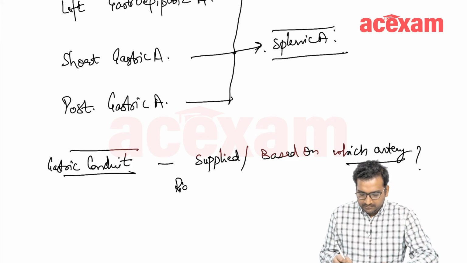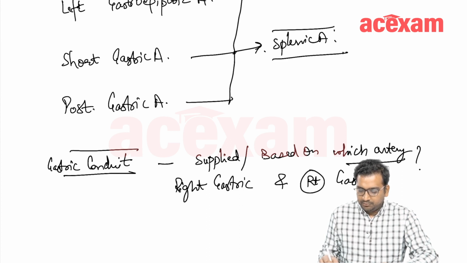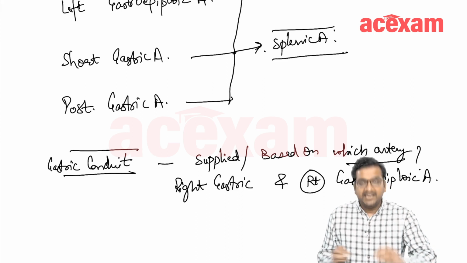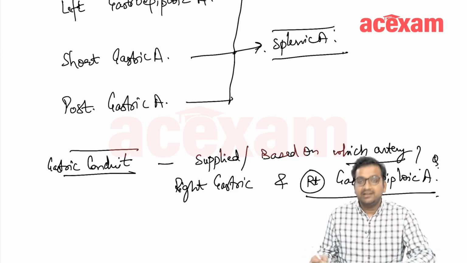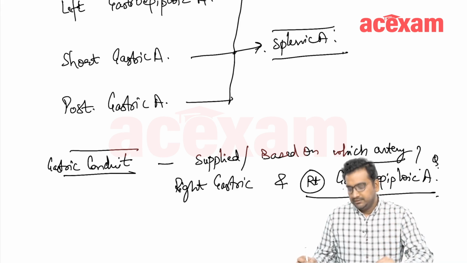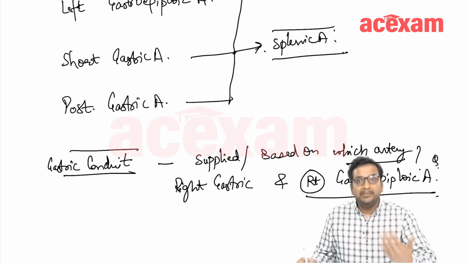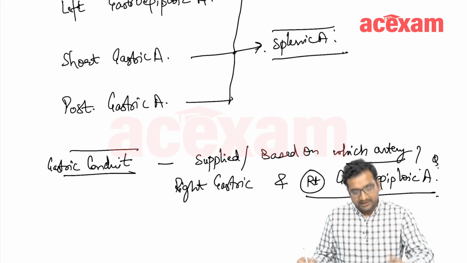Right gastric and right gastroepiploic artery. If only one option is given, then we should go for the right gastroepiploic artery, as it is a bigger artery and it is the main artery among the two supplying the gastric conduit.